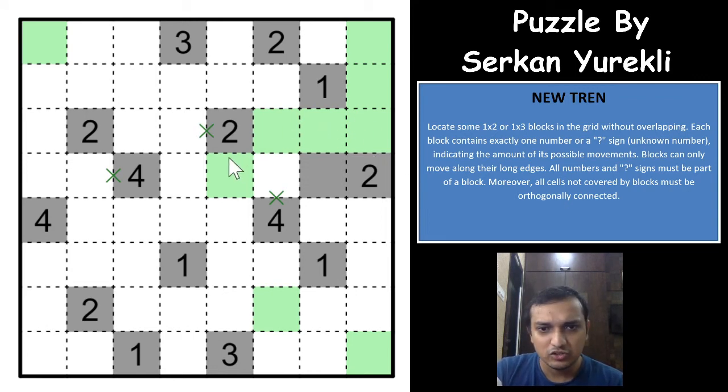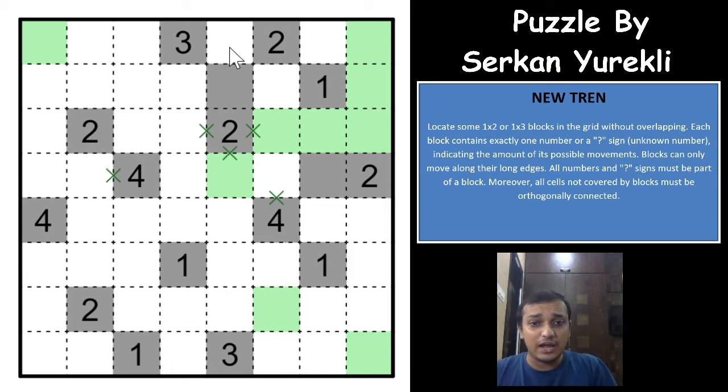Not possible. So a block cannot be towards the down, towards the right, which means the block will have to be towards the above, right? And this will also be a block. Now at this point, I would say one thing: you have to be very careful while drawing the blocks here. So now this cannot be an unshaded cell because it cannot come out anyway, so this will be part of the block.